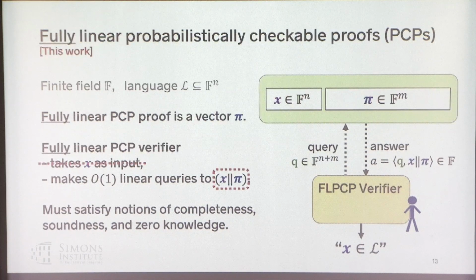So a fully linear PCP is almost the same thing. The only difference is the verifier now no longer has explicit access to the statement x that is being proven. Instead, the verifier only gets implicit access to the statement x through the proof oracle. So what the verifier does is it gets to make a constant number of queries to the input and the proof jointly, and then has to decide whether to accept or reject. And still, we should get completeness and soundness and zero knowledge. Any questions about this model?